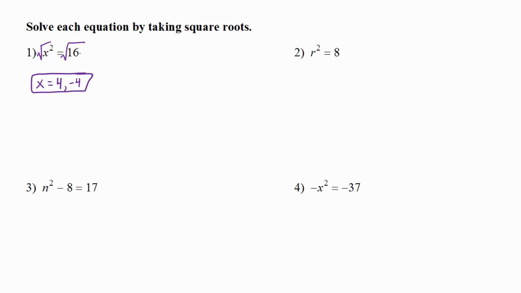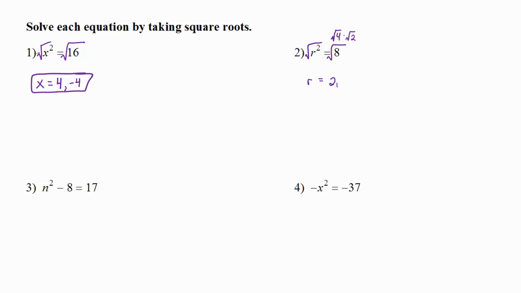It's nice when it's a number like 16 that we know the square root of, but that's not always going to be the case. So here, when I square root both sides, I get that r equals whatever the square root of 8 is, which we don't know. And so we would use our tools that we have now where we can simplify square roots, and we would simplify this. The square root of 8 is the square root of 4 times the square root of 2, so that's 2 square roots of 2.